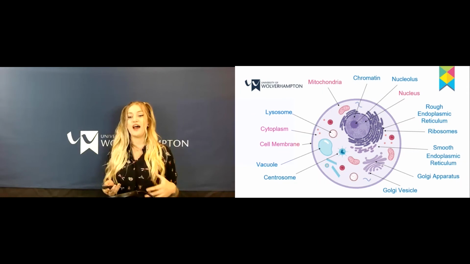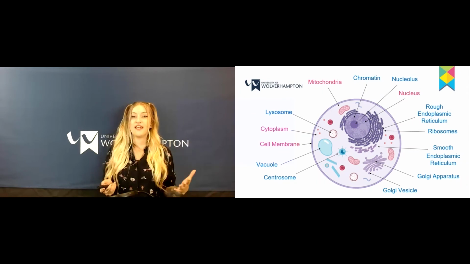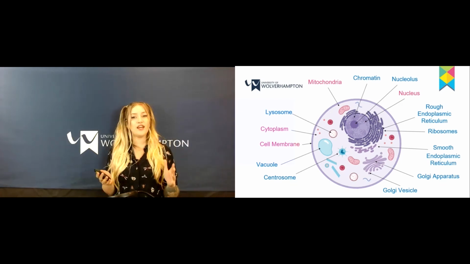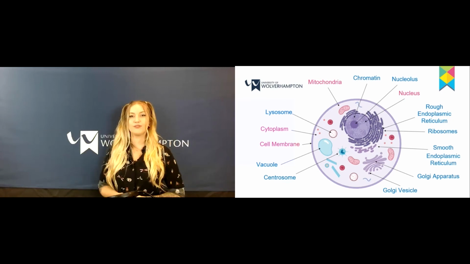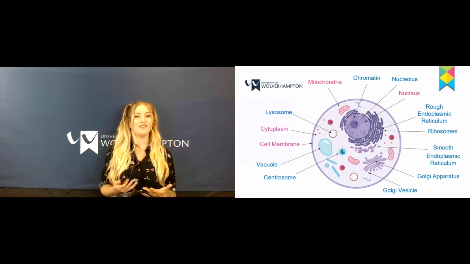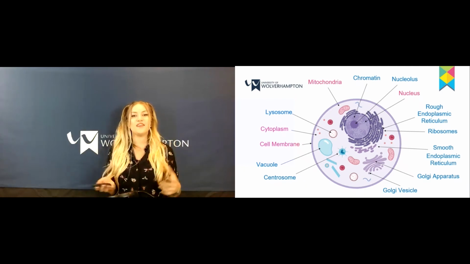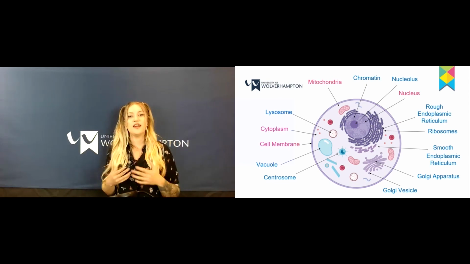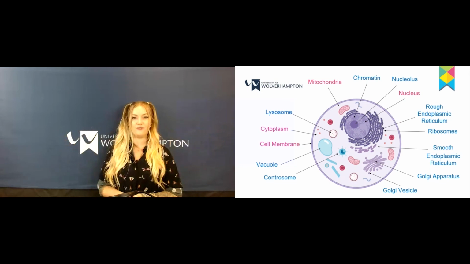Moving on, you'll see we have our rough endoplasmic reticulum, also known as rough ER, and there's a smooth ER also. Now, these both produce proteins for the cell, but the difference between the two is that the rough ER contains an organelle called a ribosome. Next, we have our Golgi apparatus and Golgi vesicle. Now, these process and package proteins and lipids within the cell, and the vesicles carry those around the cell.